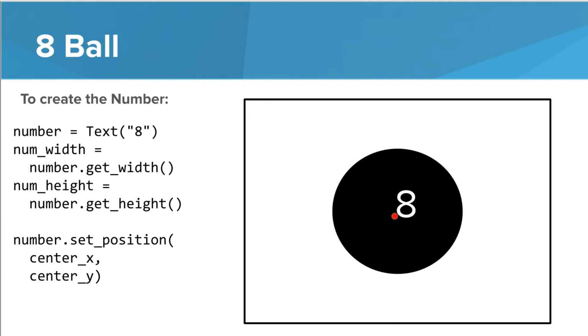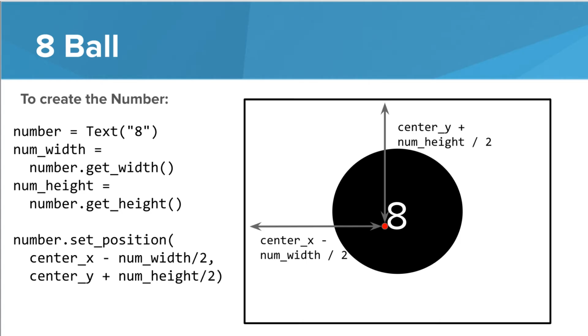Next, we need to create the 8. If we just put the 8 in the center, then the bottom left corner would be centered, but not the number. To fix this, we need to subtract half the width of the number from the center X and half the height. Remember, X values decrease as we move left and Y values increase as we move down. So subtracting off half the width and adding half the height will move our number into position. So let's go check this out in the editor.